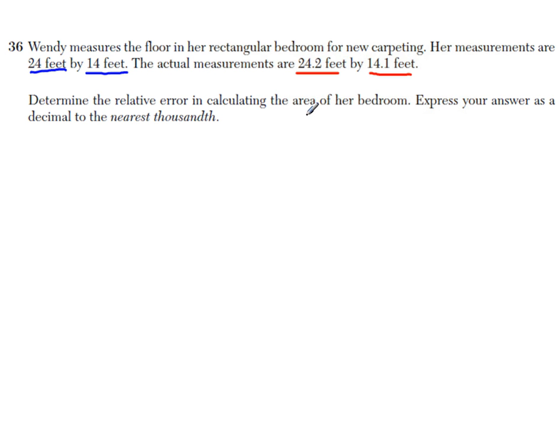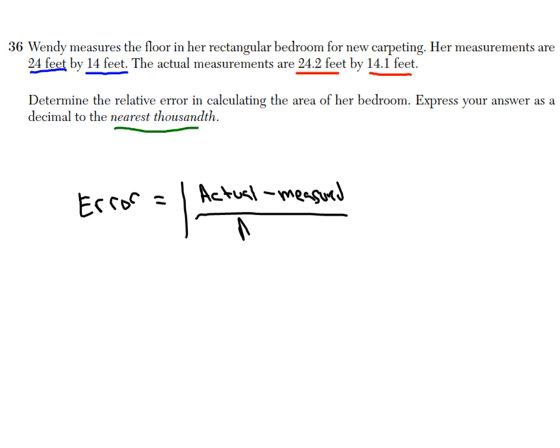determine the relative error in calculating the area of her bedroom. Express your answer as a decimal to the nearest thousandth. So to find the relative error, we have a formula, and it's the absolute value of the actual minus the measured over the actual. So all we have to do then is go ahead and substitute.